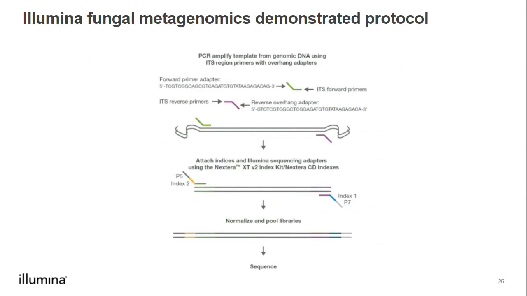Reviewing the full library preparation workflow, we amplify the ITS1 region with our locus-specific forward and reverse primer mixtures. We clean up the first PCR products. We perform the second indexing PCR with Nextera indexing primers. Then we clean up the second PCR products and we proceed with library validation and sequencing.